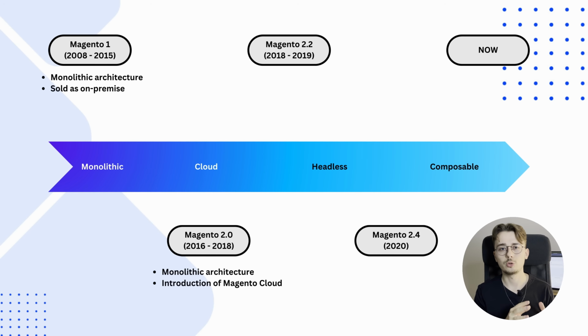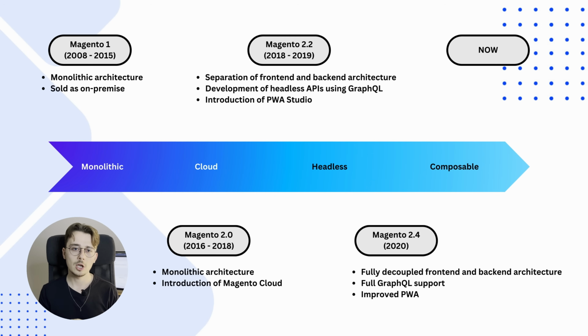Then came Magento 2, which, while still monolithic, brought significant improvements to the platform with new features and possibilities. It also introduced Magento Cloud, which offloaded the burden of hosting and maintenance to cloud services, freeing up resources and simplifying many operations. A major turning point came when Adobe acquired Magento.